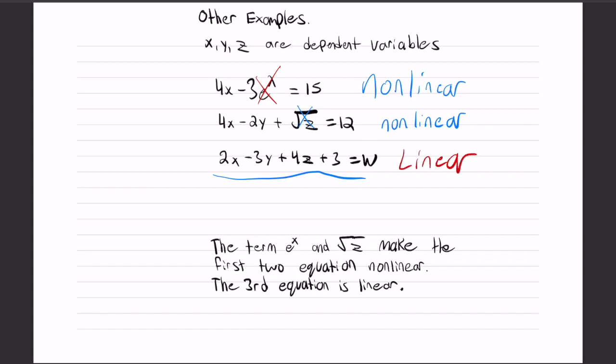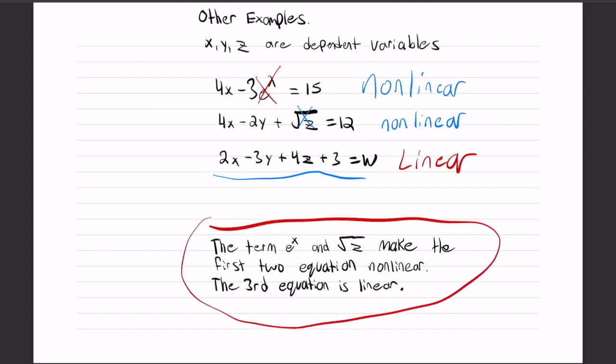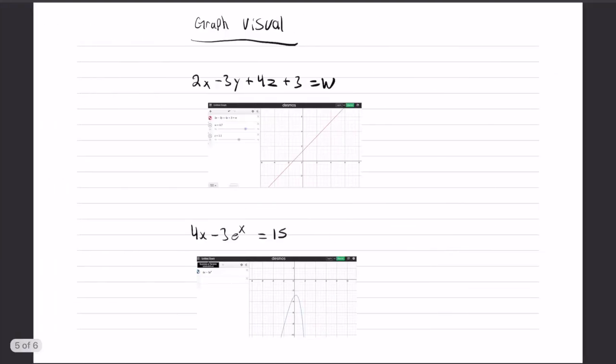linear. So here's the breakdown. E to the x is an exponential. This is a square root. So the first two are nonlinear, and the third one is linear. If we were to graph these, linears look like that. So this is linear, and nonlinear is going to look like a curve, something like that.